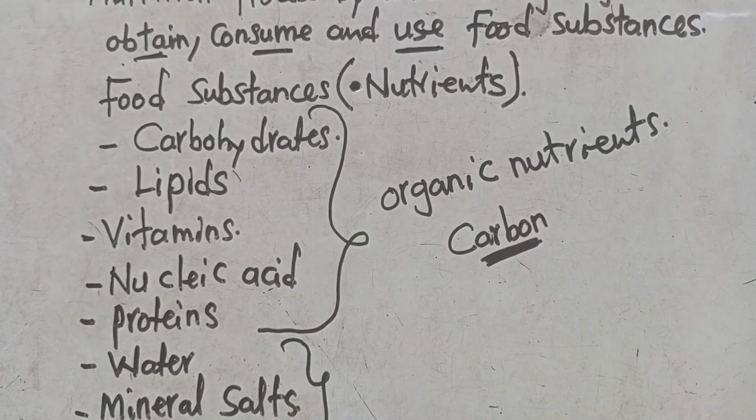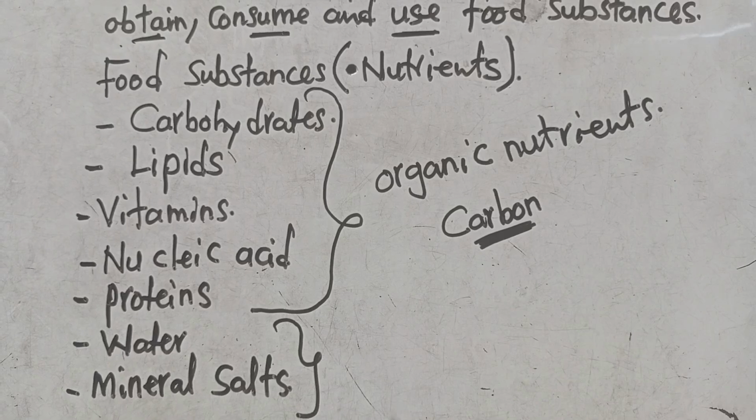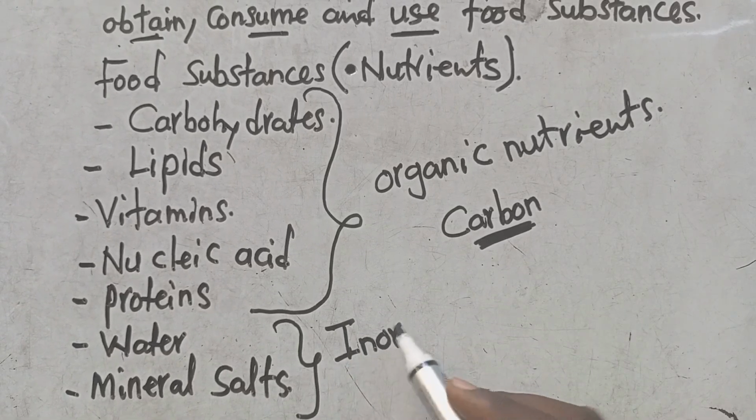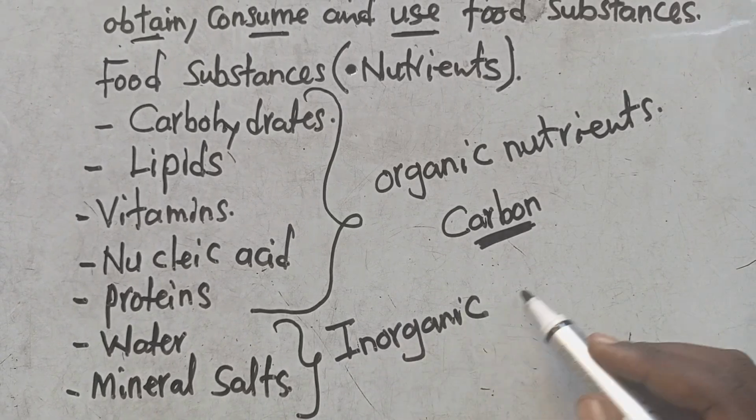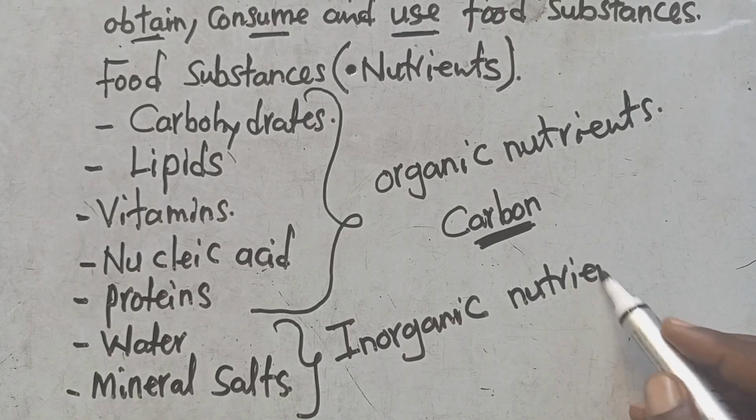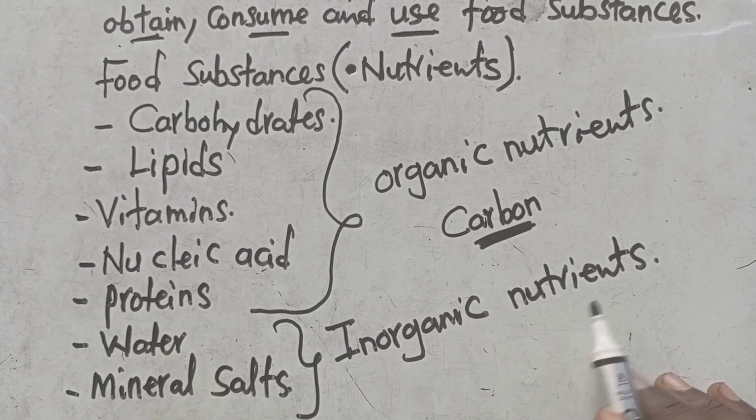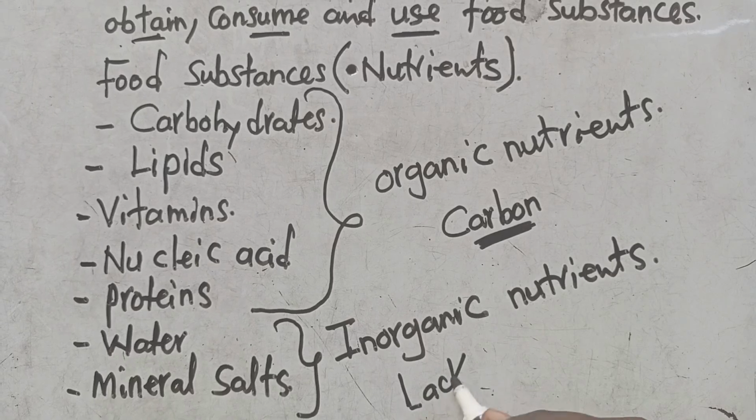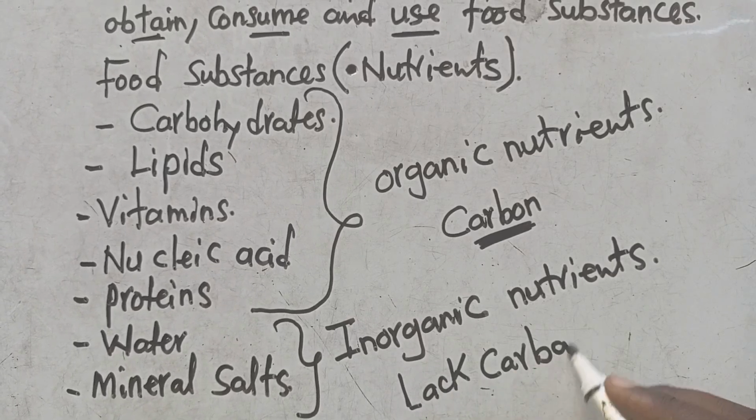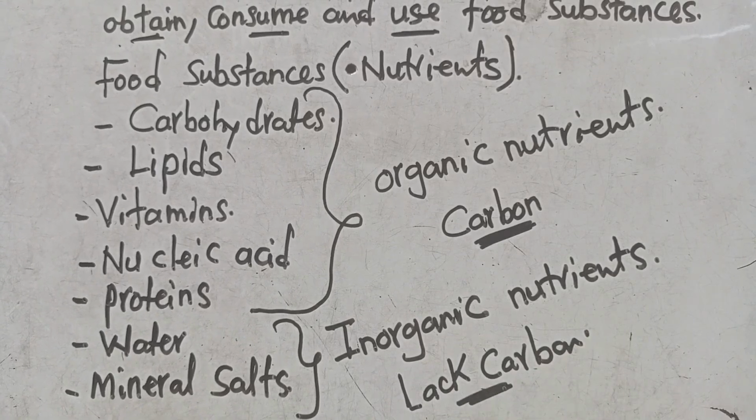These last two, we call them inorganic nutrients. I guess you are able to understand what I'm explaining here. Inorganic nutrients. So they are what we call organic nutrients and inorganic nutrients. These ones are called inorganic nutrients because they lack what? Carbon. They lack carbon. This is the reason why we call them inorganic nutrients.